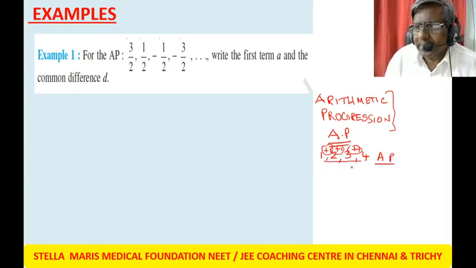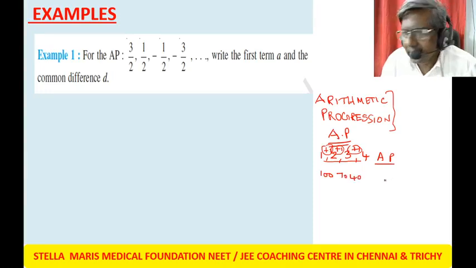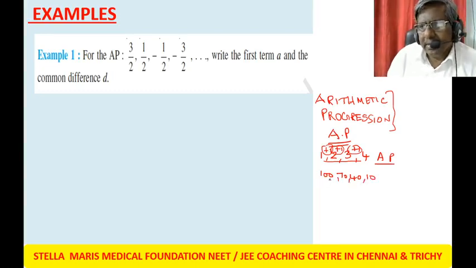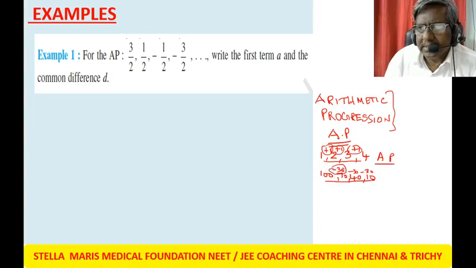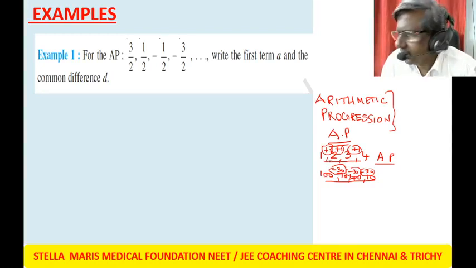I hope you understand this. If you go on subtracting a fixed number, for instance, next I'll put here 100, then 70, then 40, then 10, etc. See, 100 minus 30 is 70. Then 70 minus 30 gives you 40. 40 minus 30 gives you 10. So it is minus 30, minus 30, minus 30. Plus 1, plus 1, plus 1 we call a common difference. Here the common difference is 30.